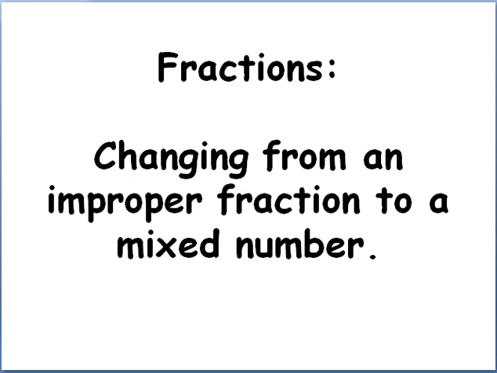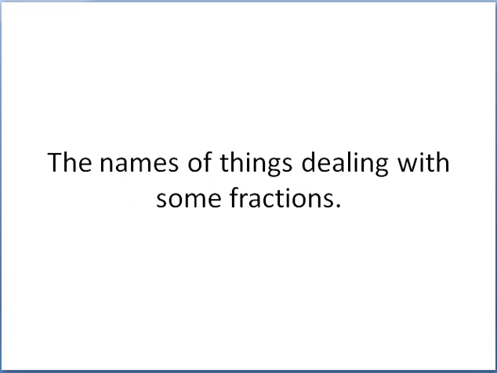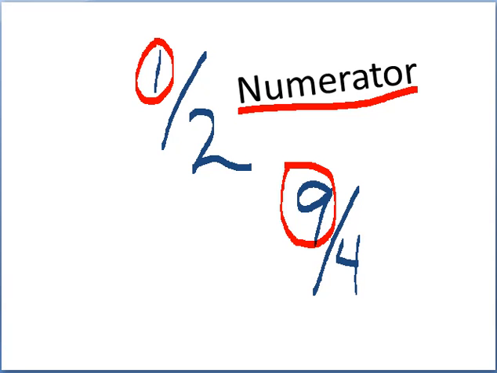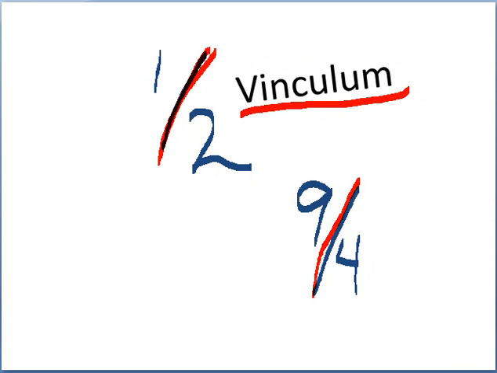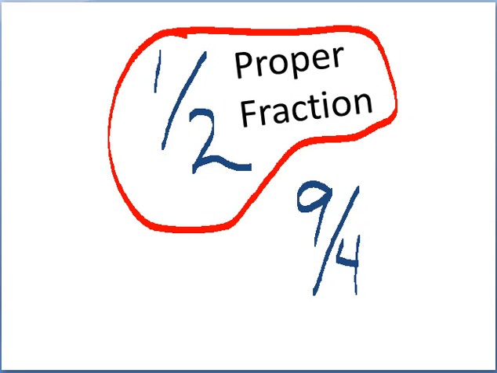Okay, we're going to take a look at an aspect of fractions, that is changing a fraction from an improper fraction to a mixed number. And we're going to do that by first taking a look at some of the names of things that have to do with fractions, and that is what's circled here with these two fractions. What's circled in red, that's the numerator, and what's circled here is the denominator. And these little lines are called a vinculum, but that's not all that important.